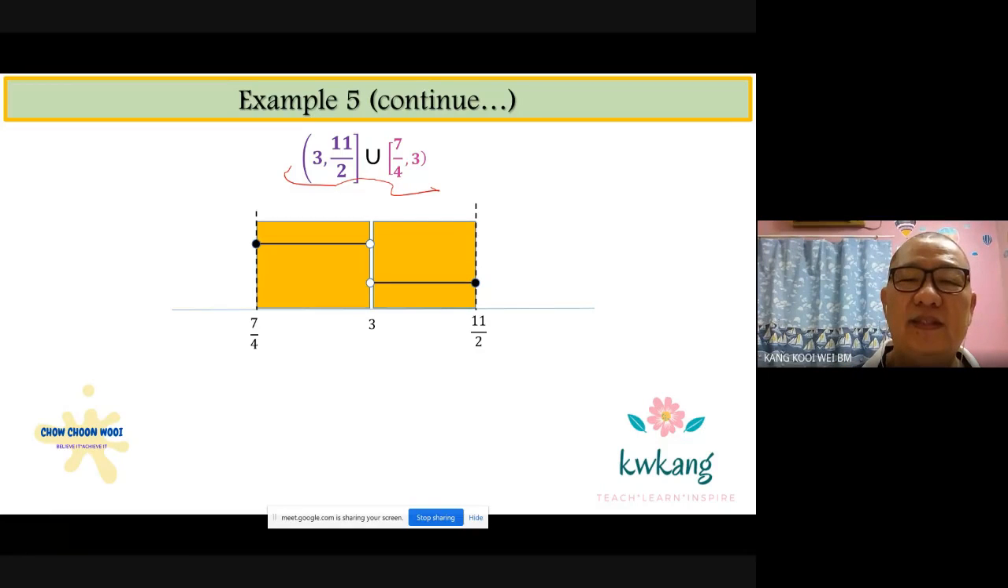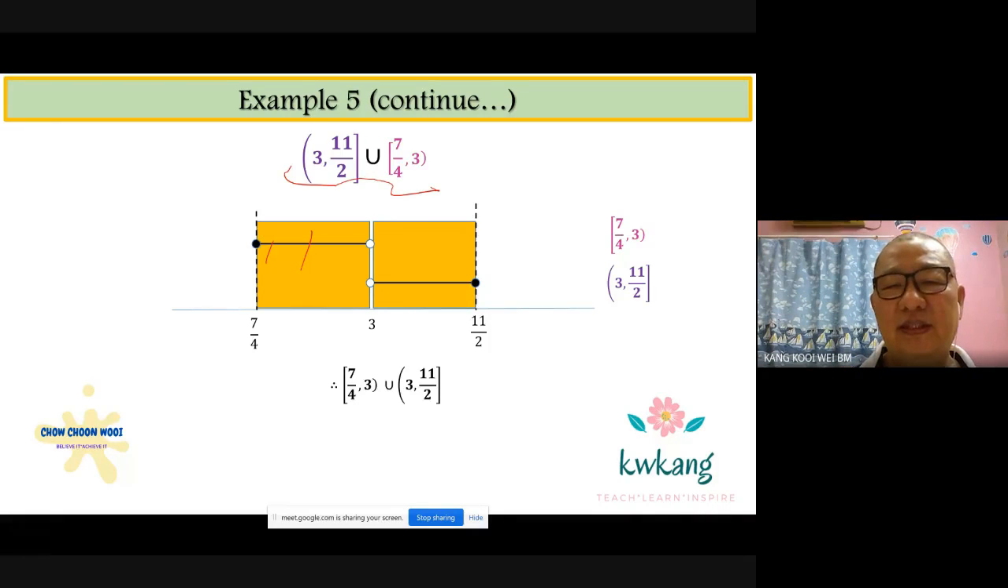So, for this one, there are two sets, right? The first solutions and the second one, right? So, we need to merge it by using the number line. The first set is from 3 to 11 over 2. The second one is from 7 over 4 up to 3. Then because it's union, kesatuan, kita ambil semua except 3. Yeah? So, is your answer correct? Yeah, definitely. Betul semua. Yeah, very good.